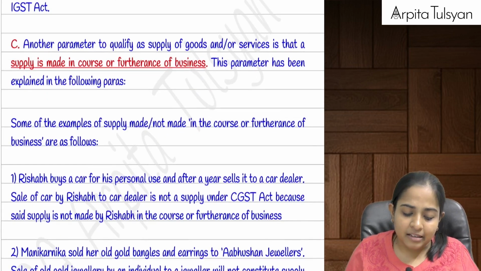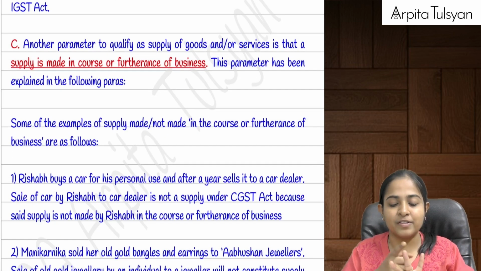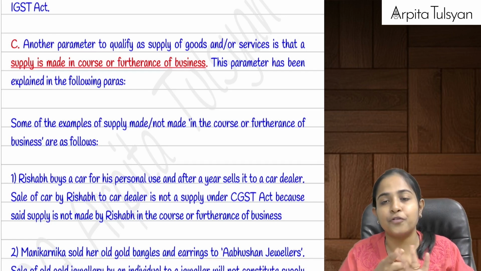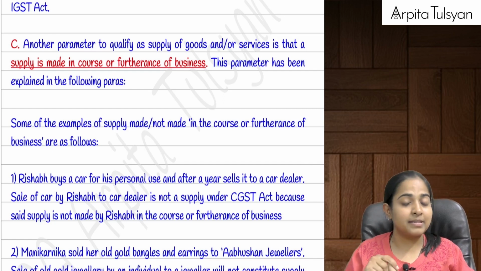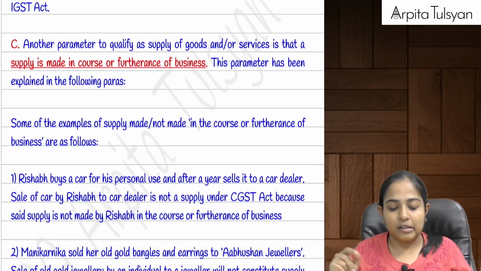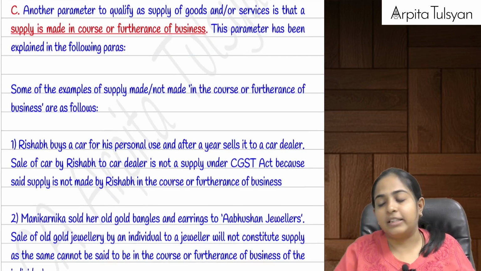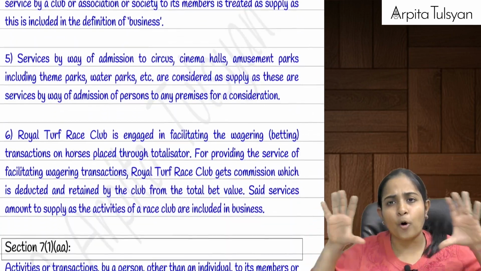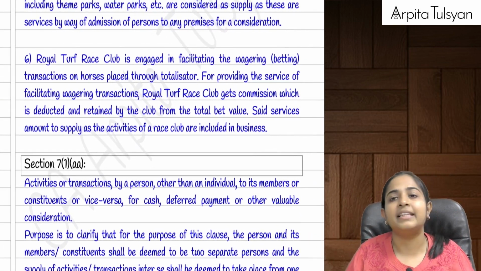Yes, so in section 7(1)(a), the parameters are: for the supply of goods or services, there should be a consideration for that, and the next one, it should be in the course or furtherance of business. Business definition is also given in the beginning of the chapter. So if all three points are fulfilled, this is a very broad point. Basically, what they are trying to tell here is everything here.